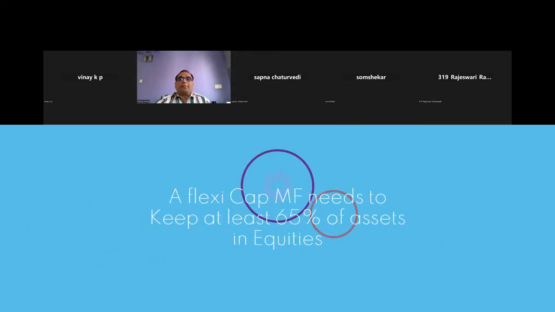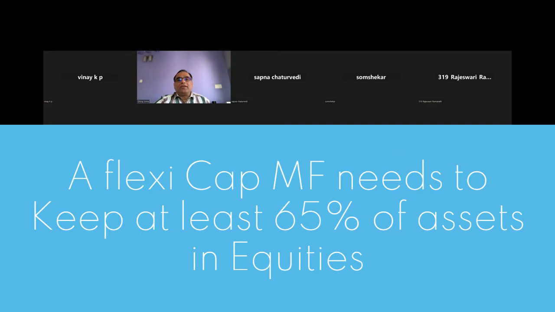In the flexi cap, the rule is that they need to have 65% of the allocation in equity, and that's it. They can decide whether that's 65% or even 100%. They can go up to 100%, and what proportion goes into large cap, mid cap, and small cap, there is no restriction on that, as long as 65% of the allocation is in equity. So that is a flexi cap.